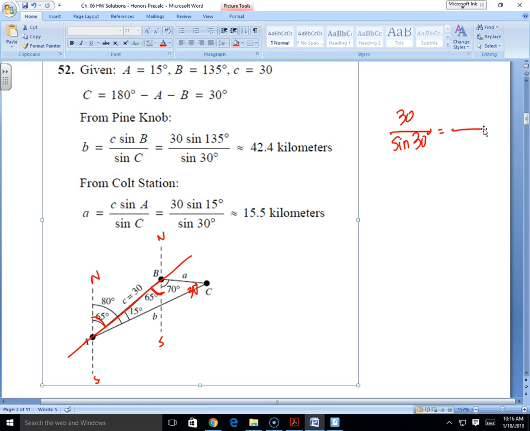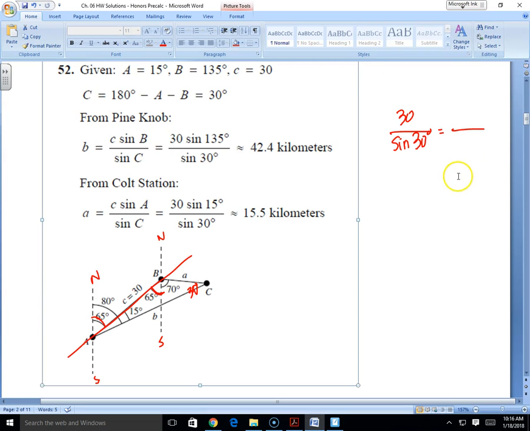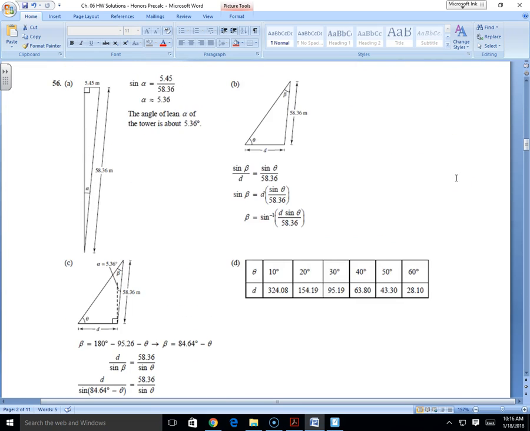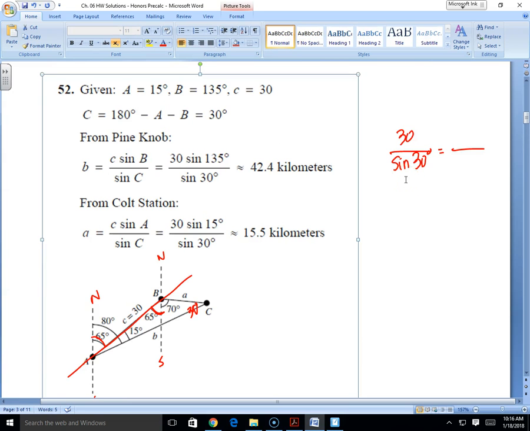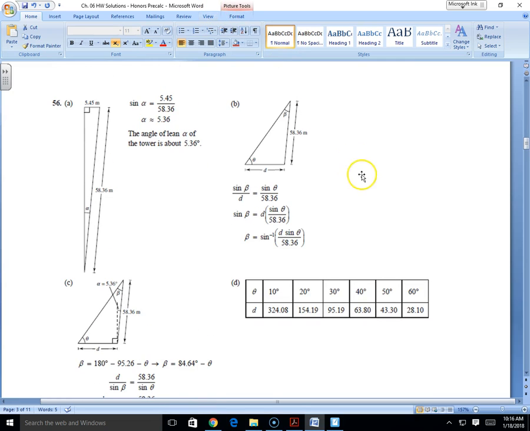Is that good? Okay, so 56, that's the Leaning Tower of Pisa one. Anybody have a question on that, or just want to see the answers? If you have a question, raise your hand real fast. Oh, okay. So Leaning Tower of Pisa. Letter A, final answer for the angle of lean is 5.36, or you could have three decimal places, which I prefer. But it should round to 5.36 if you're checking.